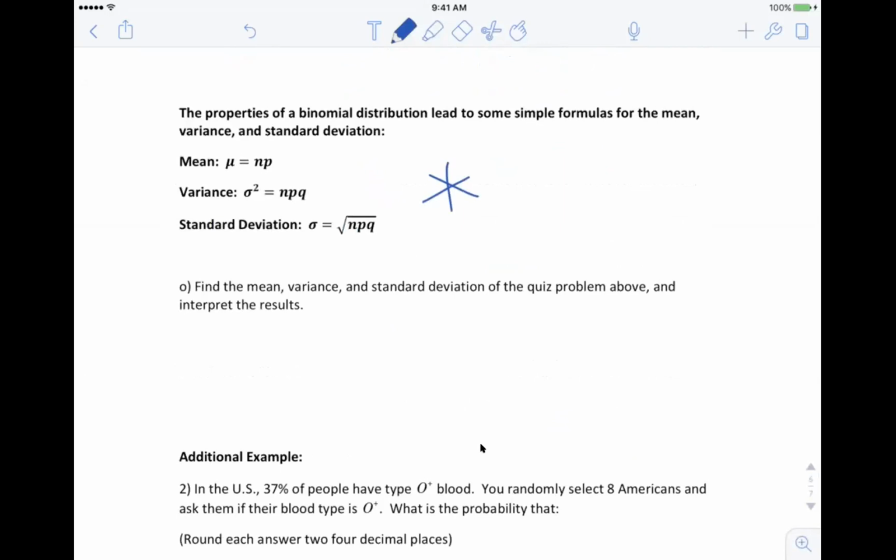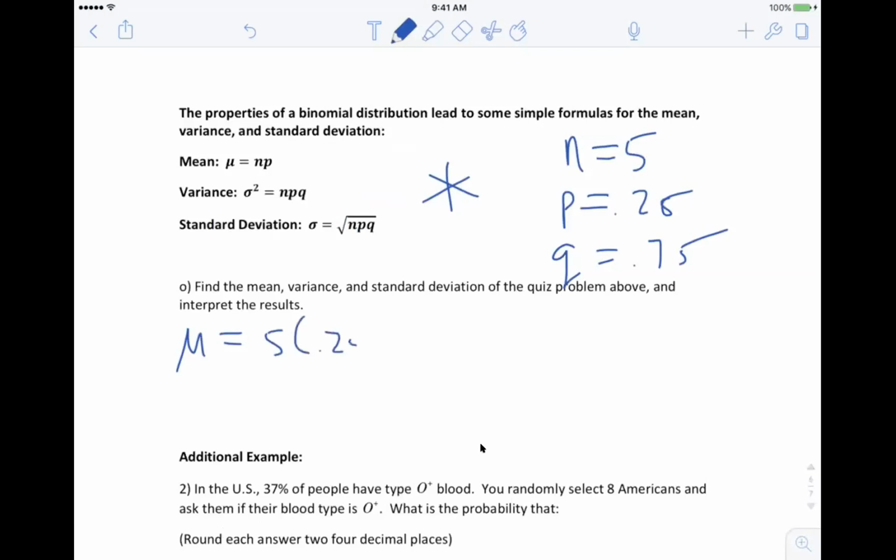So in the problem above, remember we had, let's just draw it down again, n was 5, p is 0.25, and q is 0.75. All right, you don't need an x on these. Find the mean. So the mean is just n times p. So 5 times 0.25, 1.25.